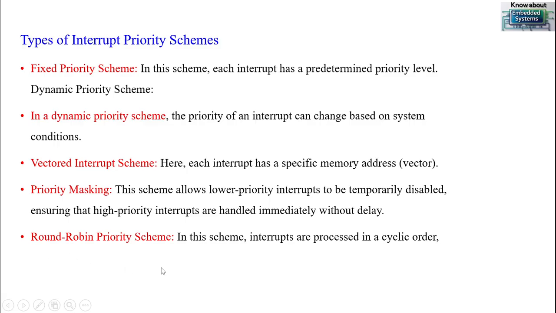Then we have the round robin priority scheme. Round robin means one after the other. If you have 10 interrupts, the first interrupt 1, 2, 3, 4, and again it will start from 1. Like that, one by one interrupts will be prioritized, and one by one interrupt service routine will be executed. This type of priority algorithm is called the round robin priority scheme. So these are all the different priority schemes.